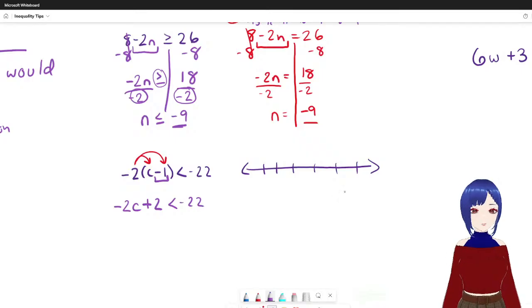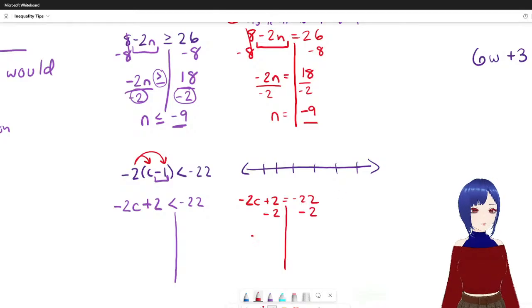Now that we have that, I'll rewrite my equation. So we're going to solve -2c plus 2 equals -22. With that, we can now take our terms and work on solving. We want to take care of our constants first. So the opposite of +2 is -2. So we're going to subtract 2. So it's going to give us -2c equals.